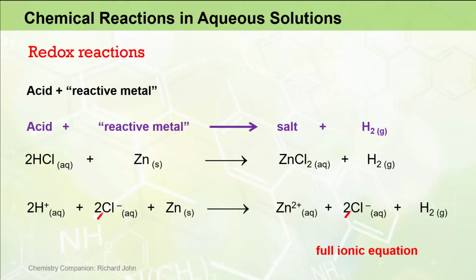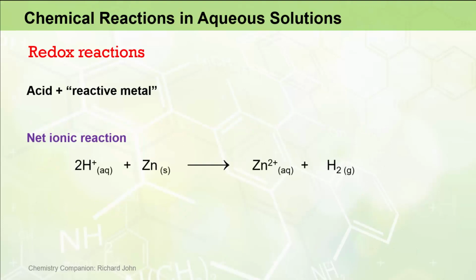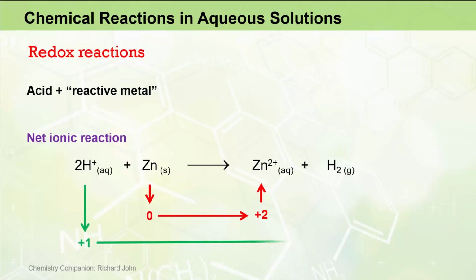We can then identify and cancel out the spectator ions to get the net ionic equation, where we have two H plus ions reacting with metallic zinc to produce the zinc 2 plus ion plus elemental hydrogen gas. And this represents the net overall chemical change that takes place. We also noted in the previous video that the substances in this reaction change their electronic charge, with elemental zinc starting with a 0 electronic charge and ending with a +2 charge, while hydrogen started as the +1 hydrogen ion and ended as elemental hydrogen gas with 0 net charge.